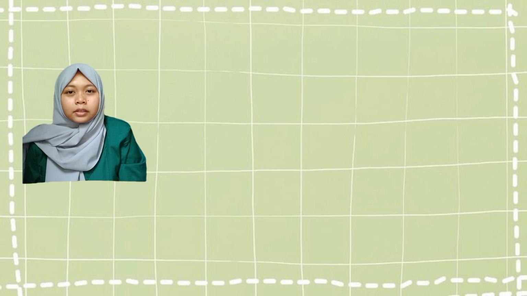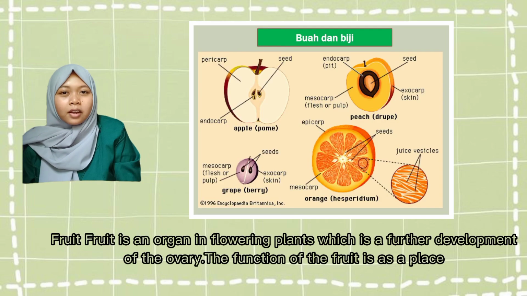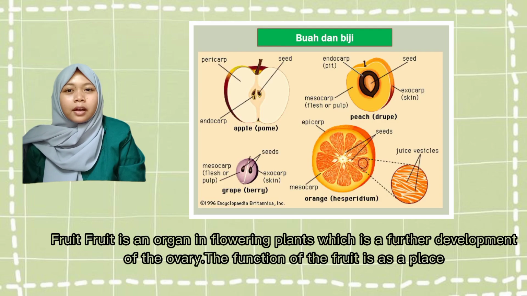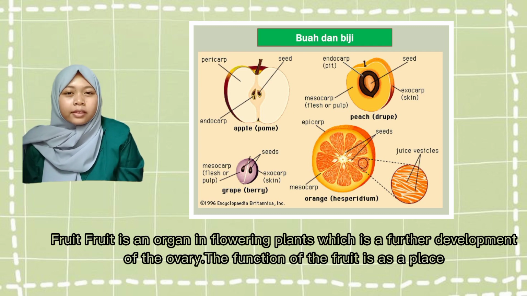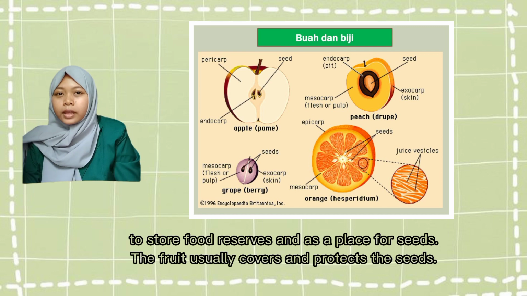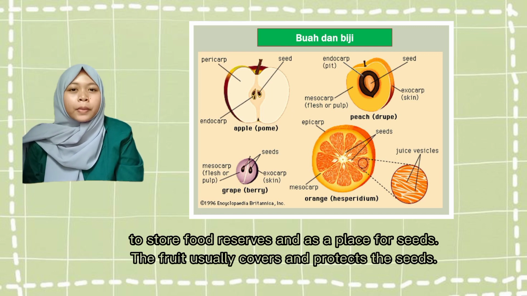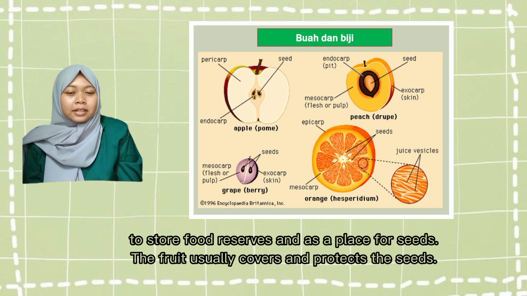And the last part of the tree is the fruit. Fruit is an organ in flowering plants which is a further development of the ovary. The function of the fruit is as a place to store food reserves and as a place for seeds. The fruit usually covers and protects the seeds.